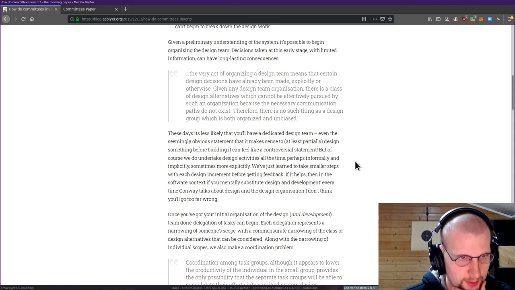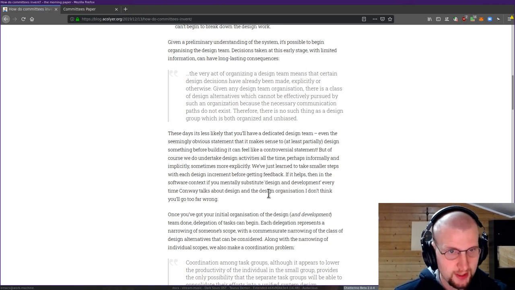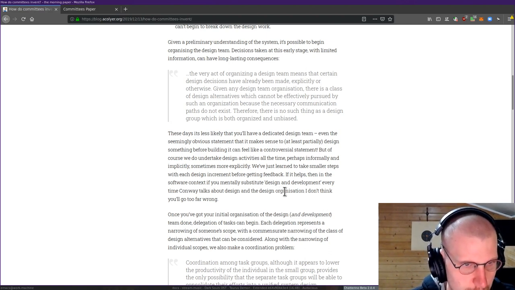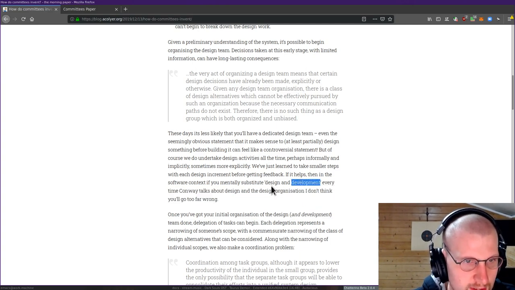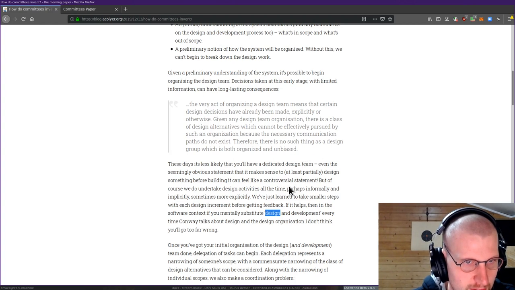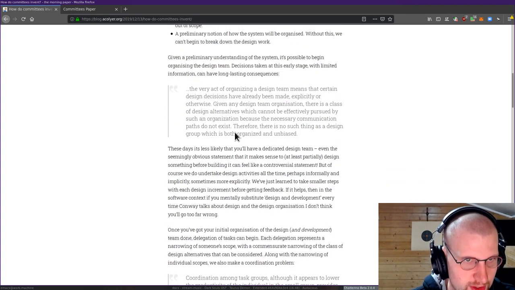But of course, we do undertake design activities all the time, perhaps informally and implicitly, sometimes more explicitly. We've just learned to take smaller steps with each design increment before getting feedback. If it helps, in the software context, if you mentally substitute design with development every time Conway talks about design and design organization, I don't think you'll go too far wrong. Wait, what? Right, they used to talk about design and we talk about development. We no longer make explicit teams and we just do it step by step these days. At least we try to. Some organizations still make design teams, I guess.